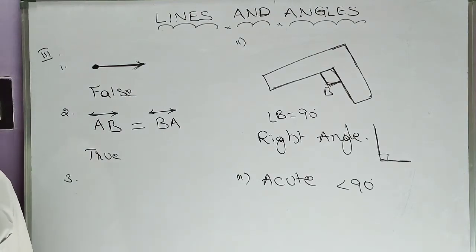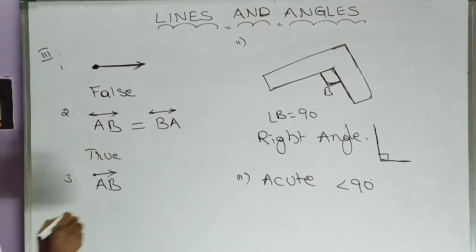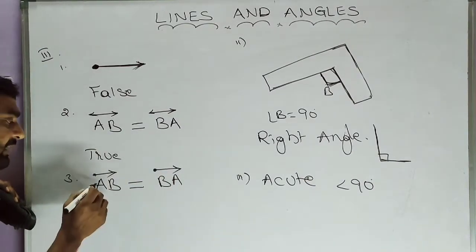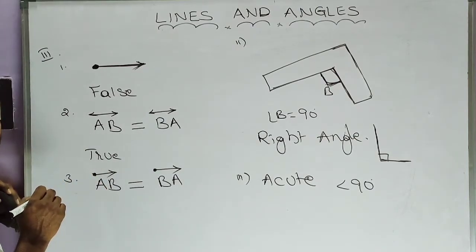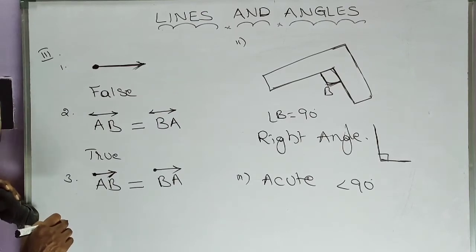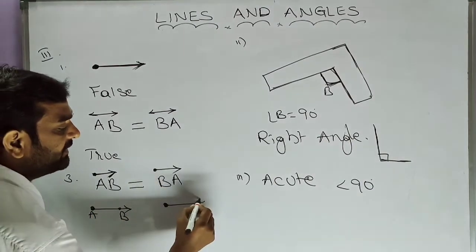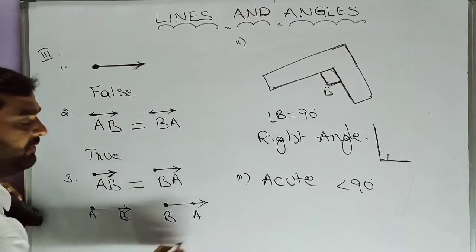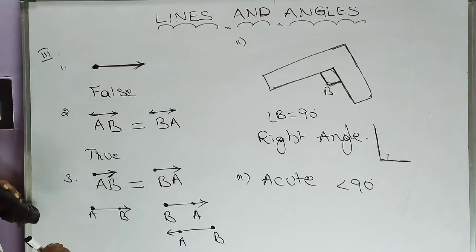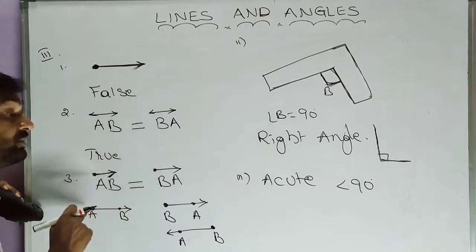And the third one: a ray AB is the same as the ray BA. A ray AB is like this, and the BA ray is like this. Listen, AB ray has its end point at A and moves towards B in a specified direction endlessly, like this, A and B. BA is like this, B and A. Are these two equal? No. Here at A we have the end point. Here at B we have the end point. So both are different and both directions are also different.